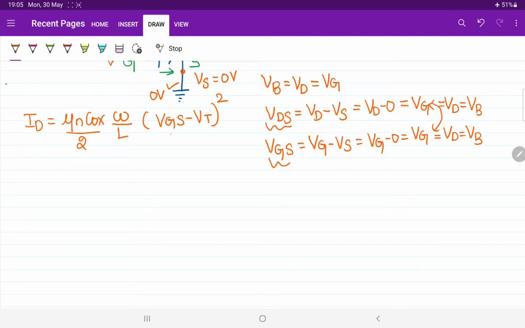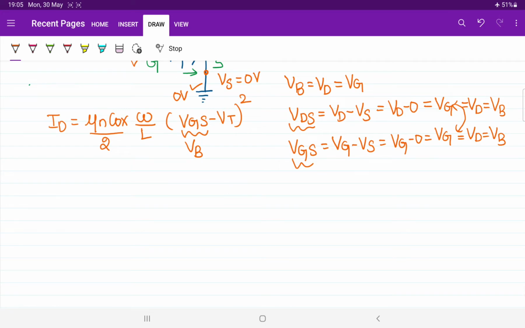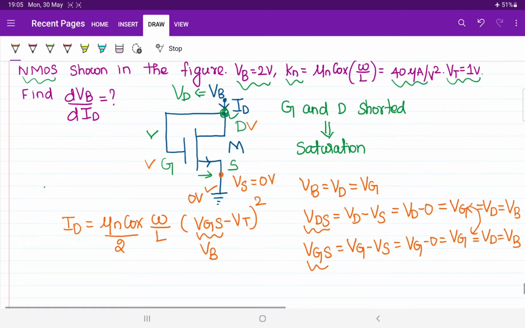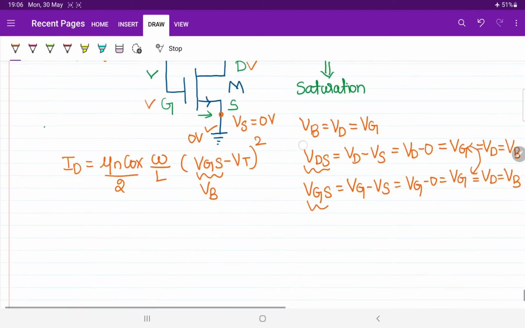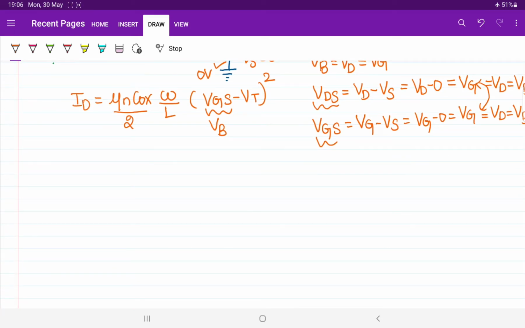So the conclusion is, in place of VGS, I can directly replace it by VB, because we need VB only. Now it's time to bring the relation between ID and VB. What we need to do is differentiate the current with respect to voltage. After that, I have to take the reciprocal, because the relation needed is VB by ID, whereas I have ID equal to something. So let me bring the relation slowly.